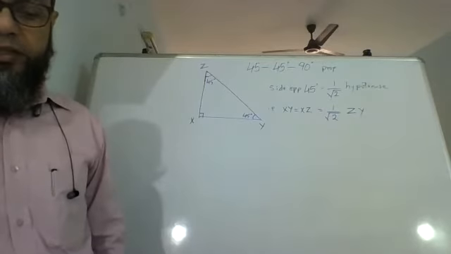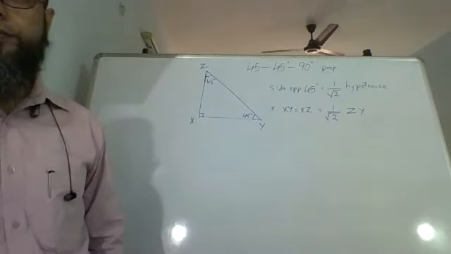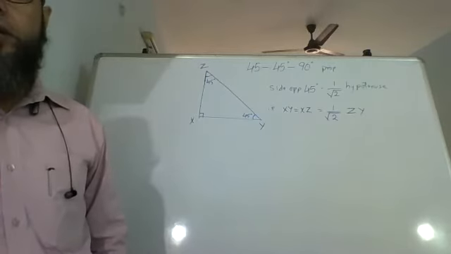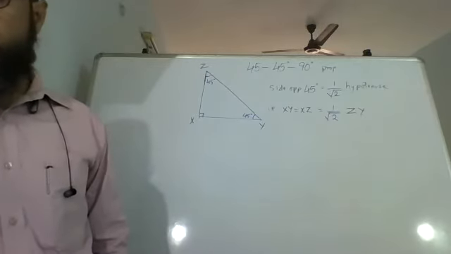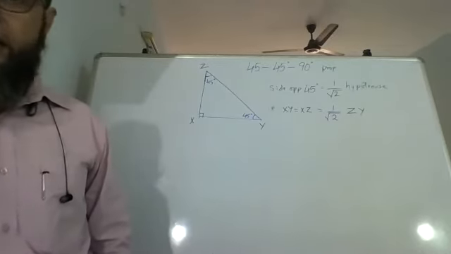Each of the perpendicular sides is 1 upon root 2 times the hypotenuse. Copy the diagram and what we have written. Next class, we'll see similarity in right angle triangles.